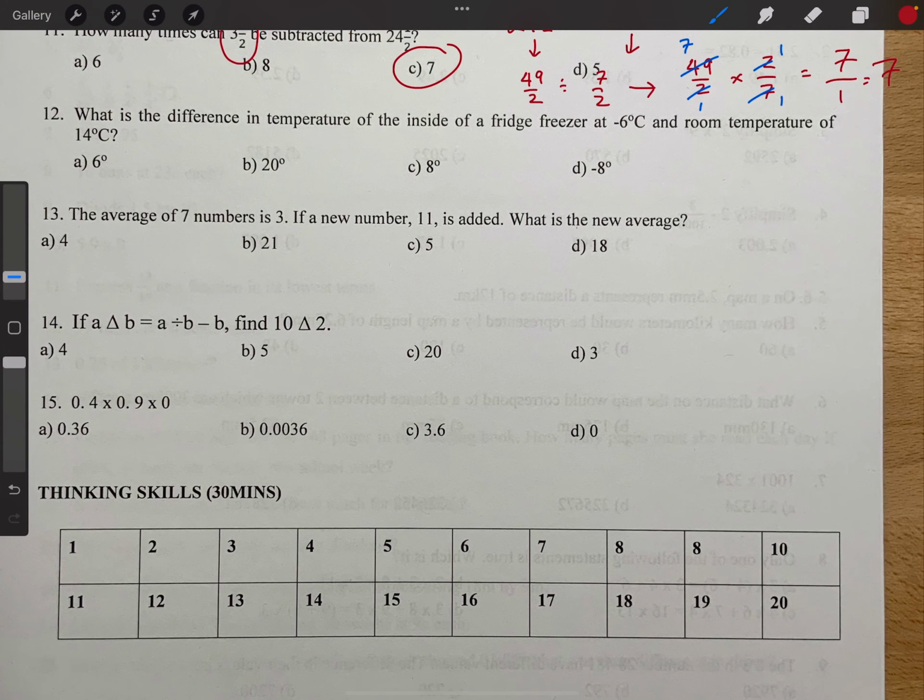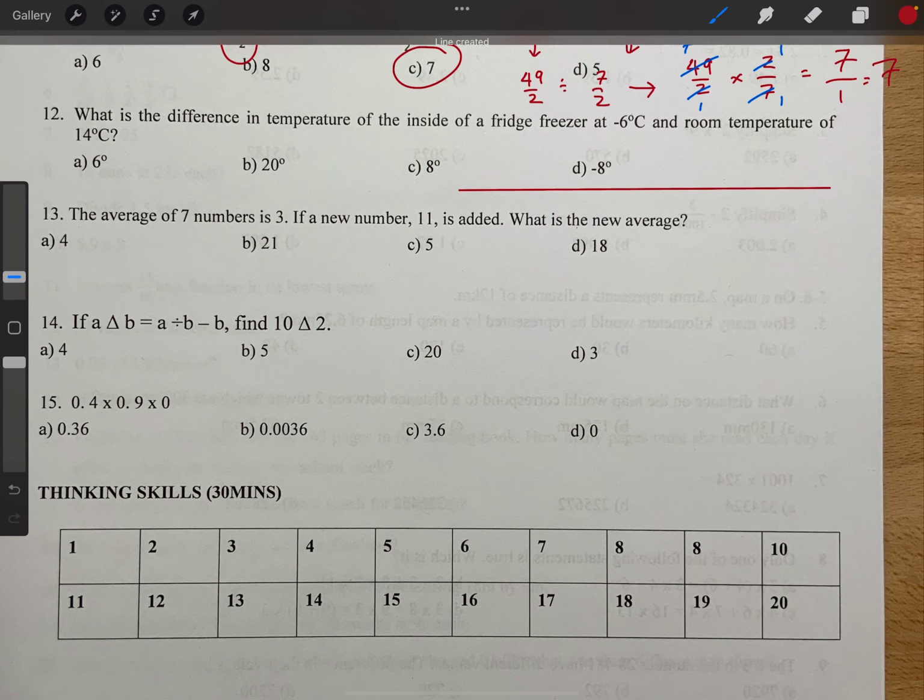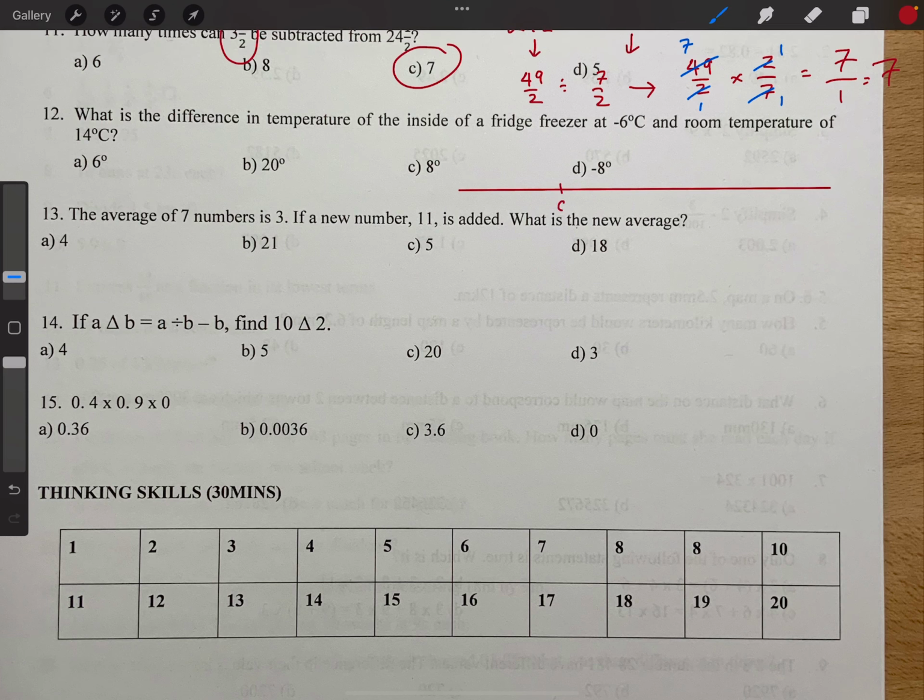Question 12. What is the difference in temperature of the inside of a freezer at -6 and room temperature of 14 degrees? Okay, so imagine you have a number line. This is 0 degrees. Here you have -6 degrees, and over here you have 14 degrees Celsius. So what is the difference? How many degrees do I have to keep adding from -6 to get to 14 degrees? From here to here is 6, and here to here is 14.